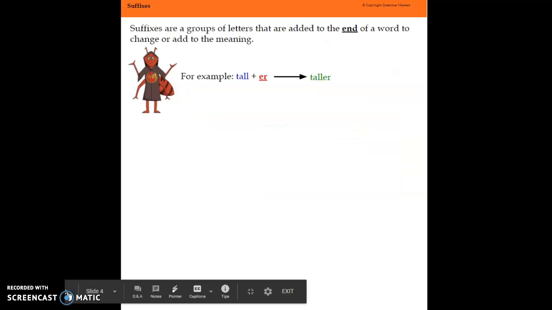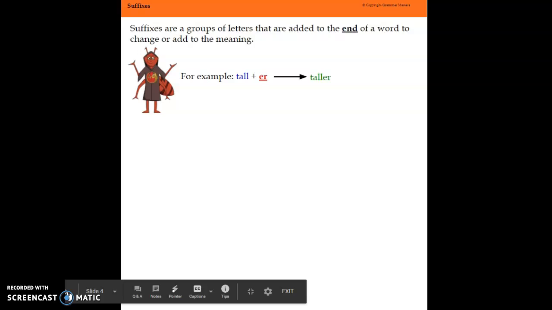Okay, we've already looked at some suffixes this week. We have been looking at the S and the ES suffix, and we're going to continue with different types of suffixes in the next few weeks. Today, I'm just going to explain again what a suffix is.